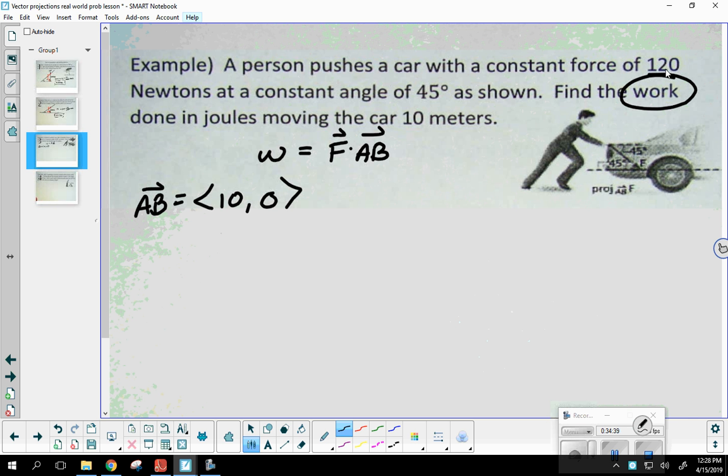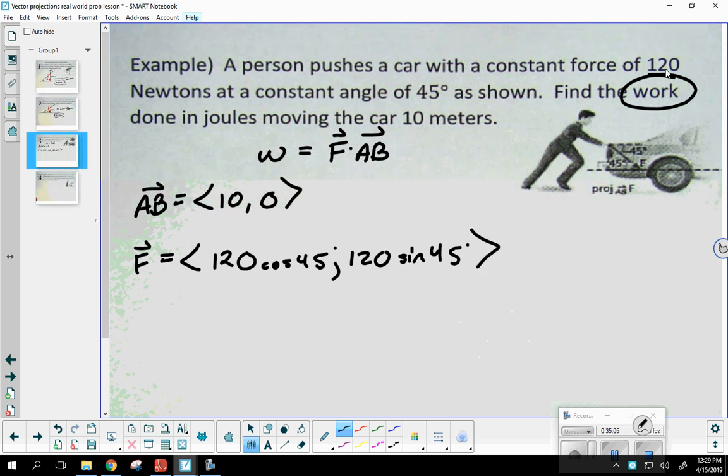So now the force vector is the only one that we need to go ahead and use that formula. So we're using 120 newtons of force at what angle? 45 degrees. So 120 cosine of 45, comma what? 120 sine of 45 degrees. Is everybody okay with how I'm setting it up?